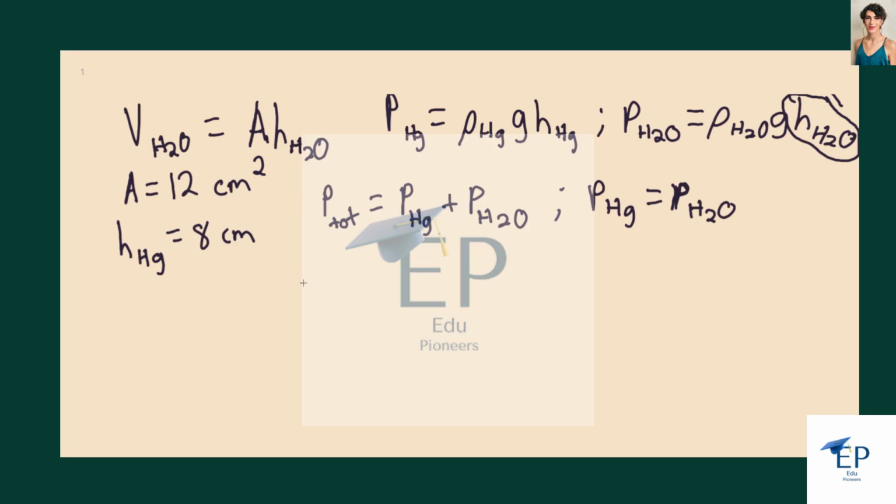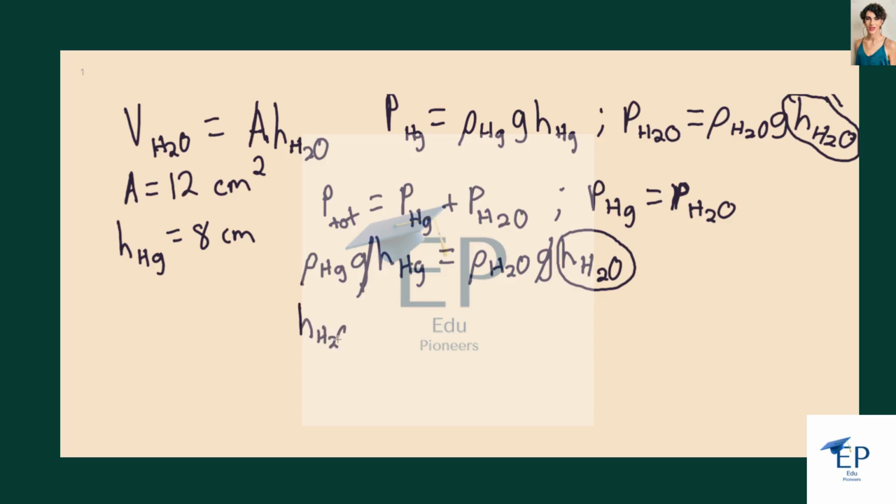Plugging in for our constants, we find that the density of mercury times the acceleration due to gravity times the height of the mercury equals the density of the water times the acceleration due to gravity times the height of the water. Here is what we're trying to isolate. We can cancel out the g because it's on both sides. And we have that the height of the H2O equals the density of the mercury times the height of the mercury divided by the density of the water.